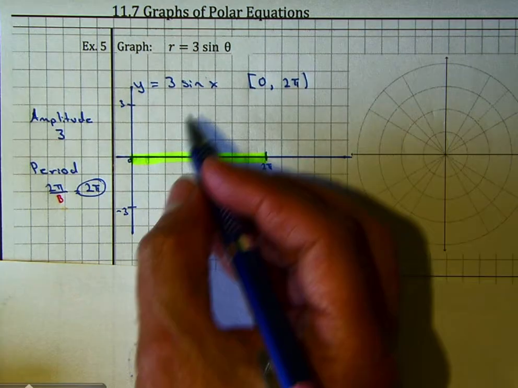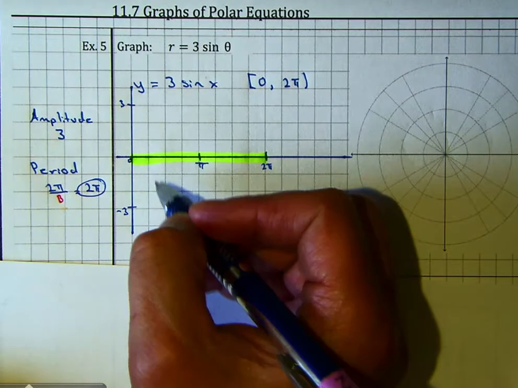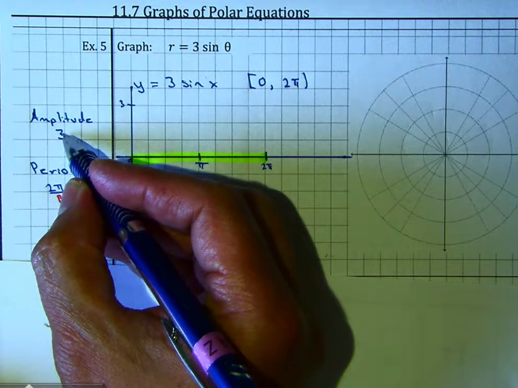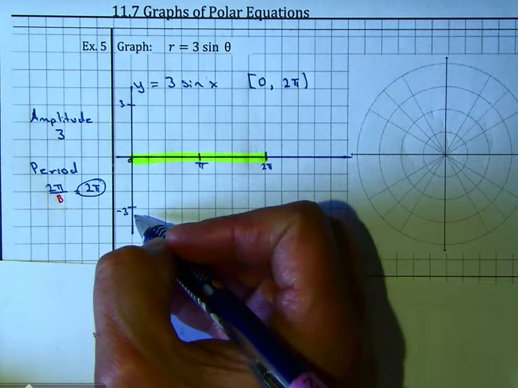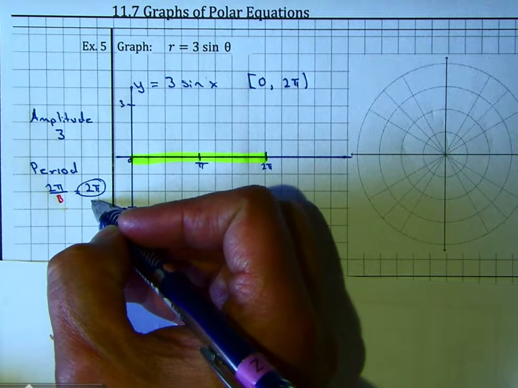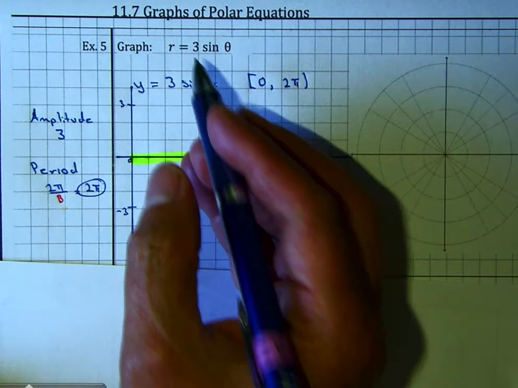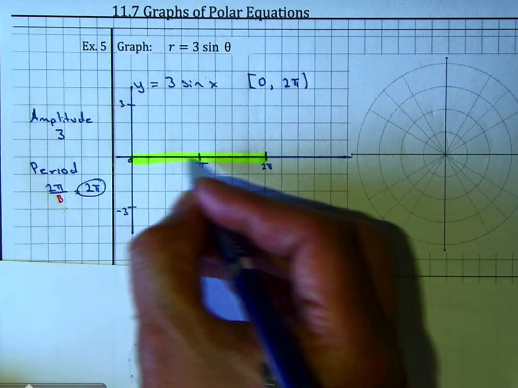So it's not being shifted, there's no phase shift left to right, it's not being shifted up or down. We know your amplitude is 3, so it's going to go all the way up to 3, all the way down to negative 3, your period is 2 pi. Now, what is next to be able to graph? Correct. We're going to divide this in 4 sections.